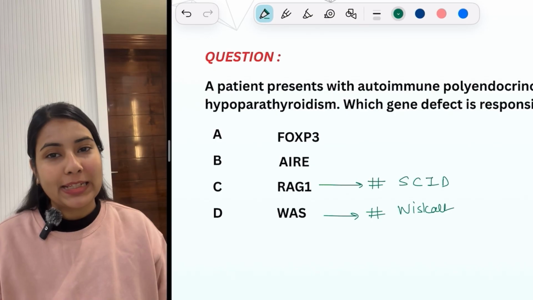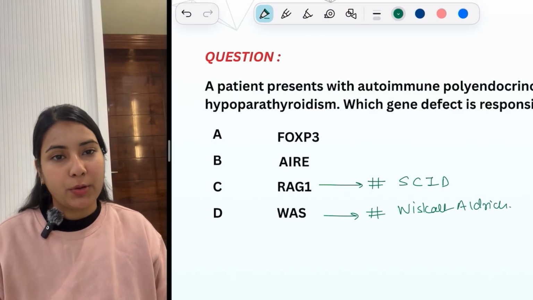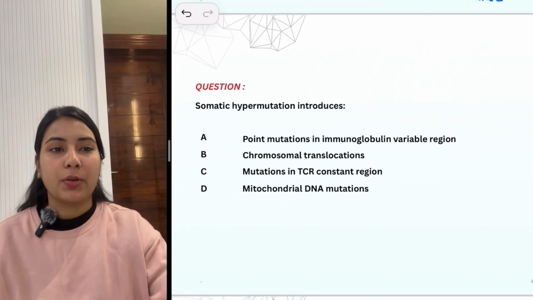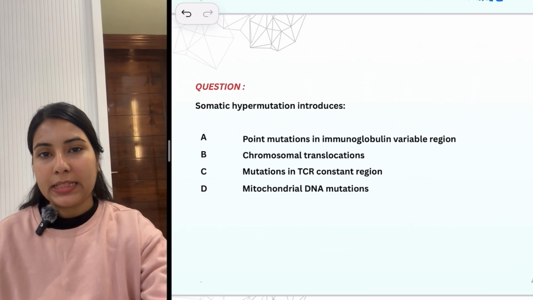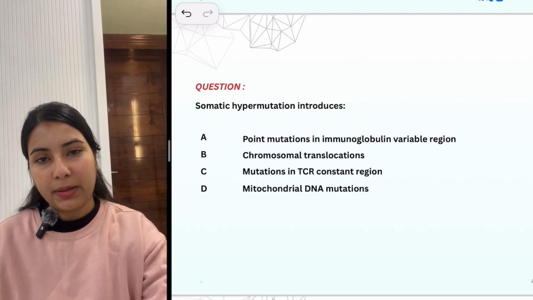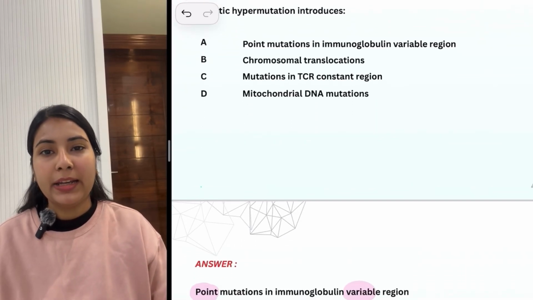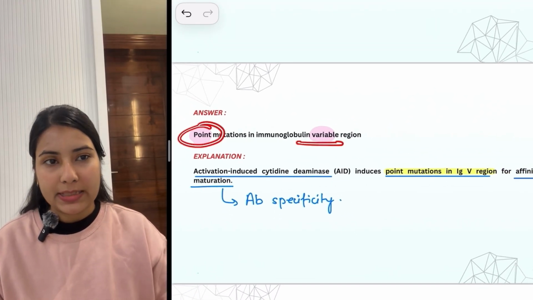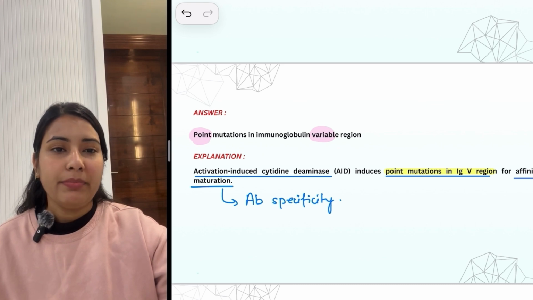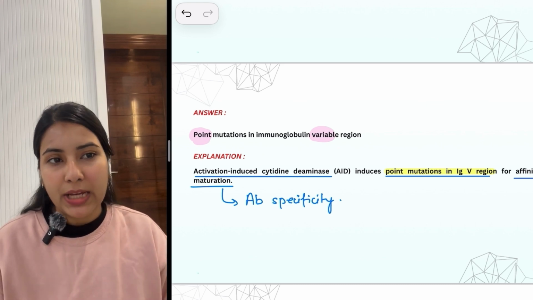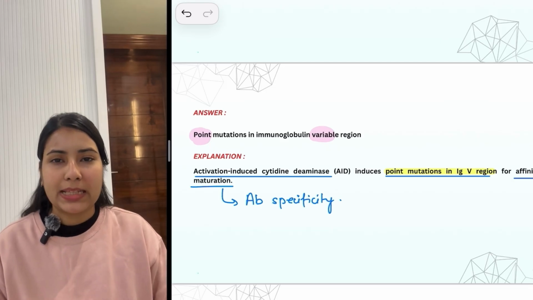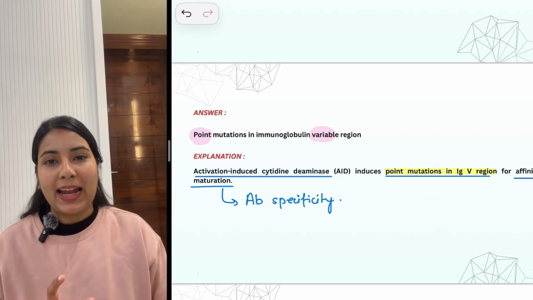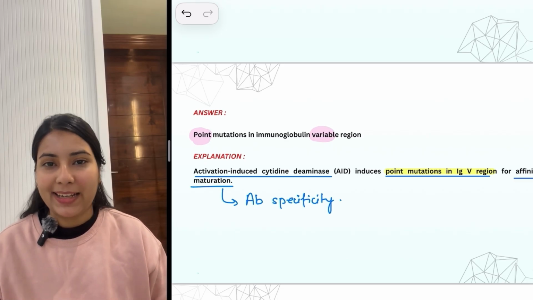Simple. On to the next question from immunology, that is somatic hypermutation introduces. Your options are A, point mutation in the immunoglobulin variable region, B, chromosomal translocation, C, mutation in the TCR constant regions, and D, mitochondrial DNA mutations. So the answer that we must be remembering by heart, that in somatic hypermutation there are point mutations in the immunoglobulin variable regions, right? And this is due to activation induced cytidine deaminase which induces the point mutation in the variable region of the immunoglobulins, and this is responsible for affinity maturation, and this causes the antibody specificity, right?